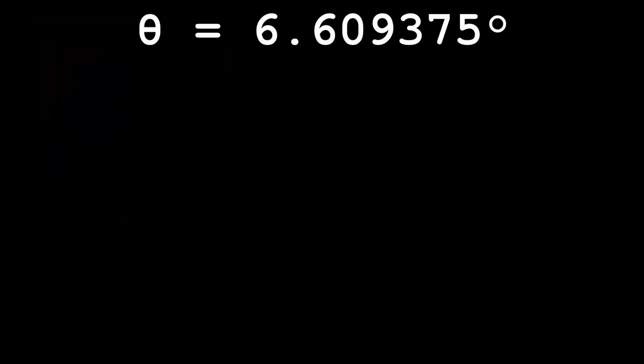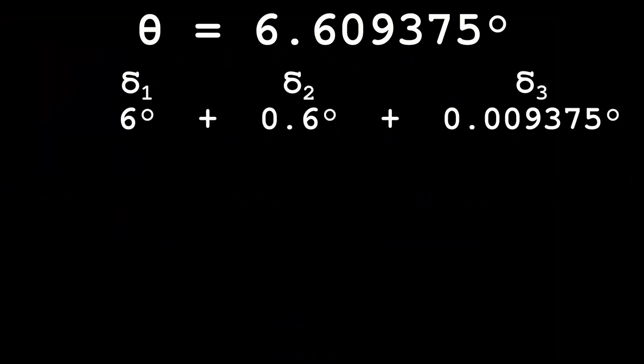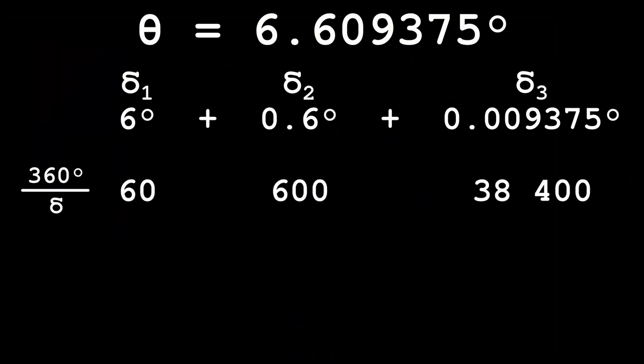Here's an example on how to estimate when the turtle will be home. The dominant angles for theta equals 6.609375 degrees are 6 degrees, 0.6 degrees, and 0.009375 degrees, splitting the circle into 60, 600, and 38,400 pieces respectively. The lowest common multiple is 38,400, as it is divisible by 60 and by 600.